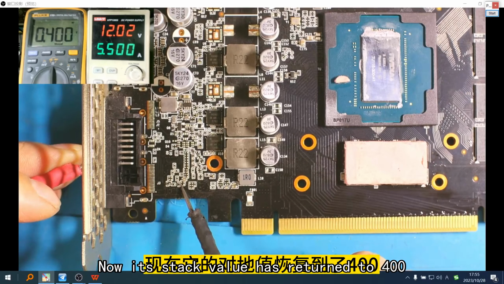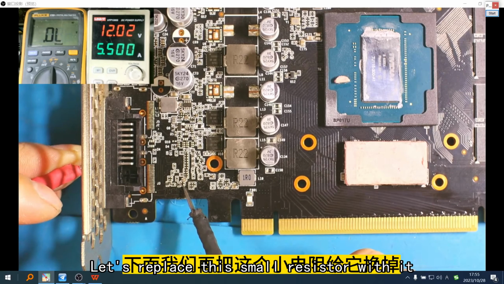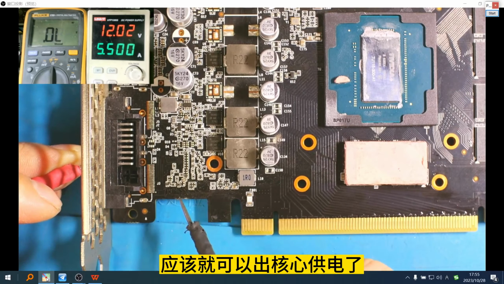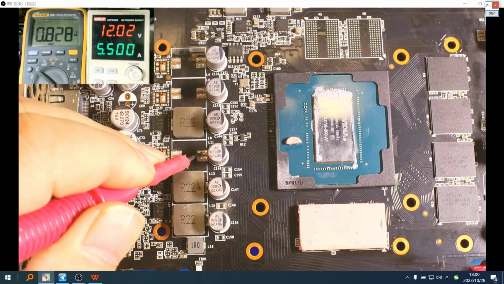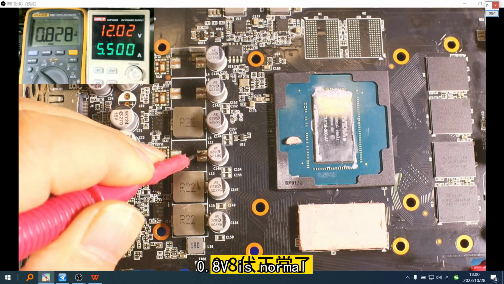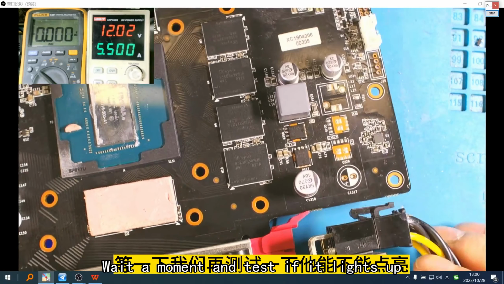Now its resistance value has returned to 400. Let's replace this small resistor. It should be able to power the core. Damn, it was broken because of a small capacitor, and I changed 3 chips. I have changed the resistor. Let's take a look at whether there is a core power supply. 0.8 is normal. 1V is already available. The video memory power supply is also out. Wait a moment and test if it lights up.